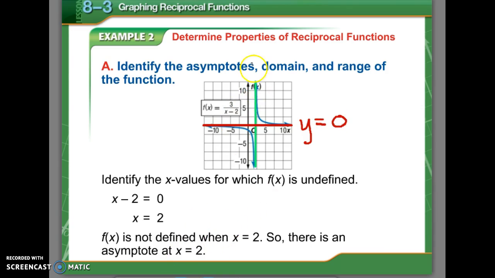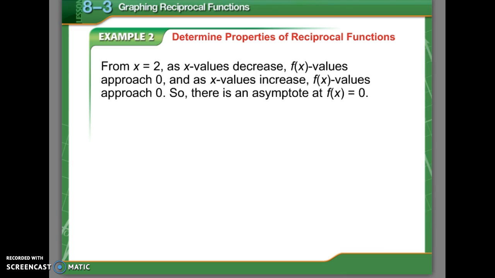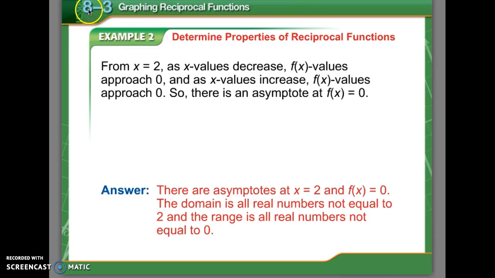So we have the vertical line is x equals 2. That's one of our asymptotes, and our other asymptote, our horizontal asymptote, is y equals 0. And that's what this screen right here is saying. So we've looked at the two asymptotes for this problem, and then we need to talk about the domain and the range. So we're going to go back. It's got the answer right here. It says the domain is all real numbers not equal to 2, and the range is all real numbers not equal to 0. So basically, let's go back and look at the graph real quick.